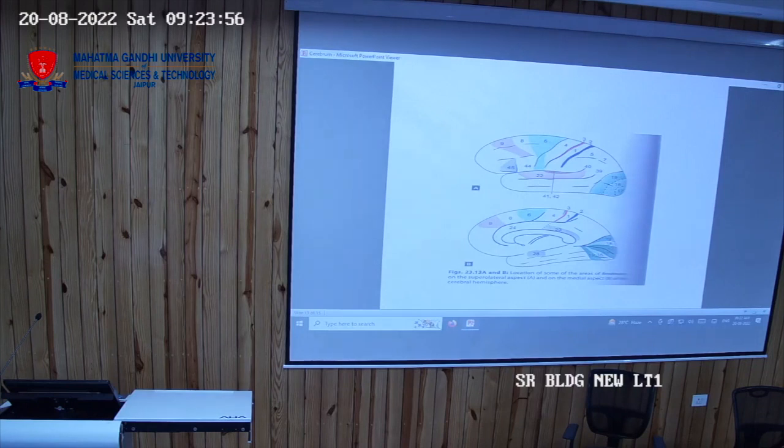Now try to understand here the one point. The area of the left side, they are supplying corticonuclear fibers, corticospinal fibers to the opposite side of the body, contralateral side. Keep this thing in your mind. That is the general picture.